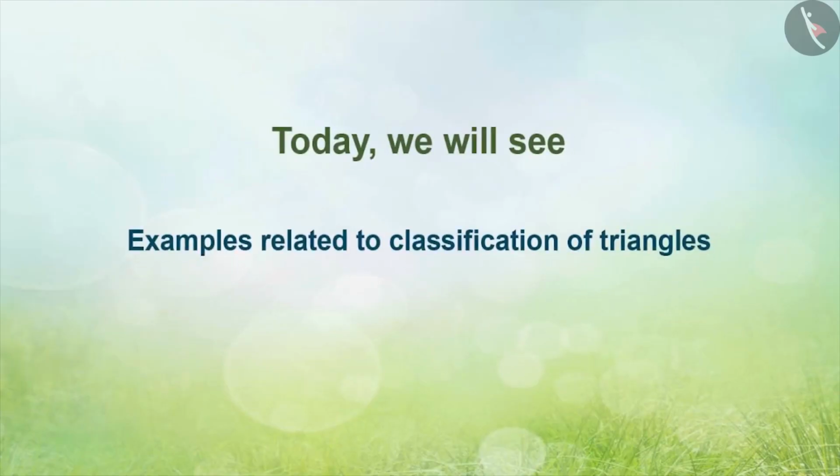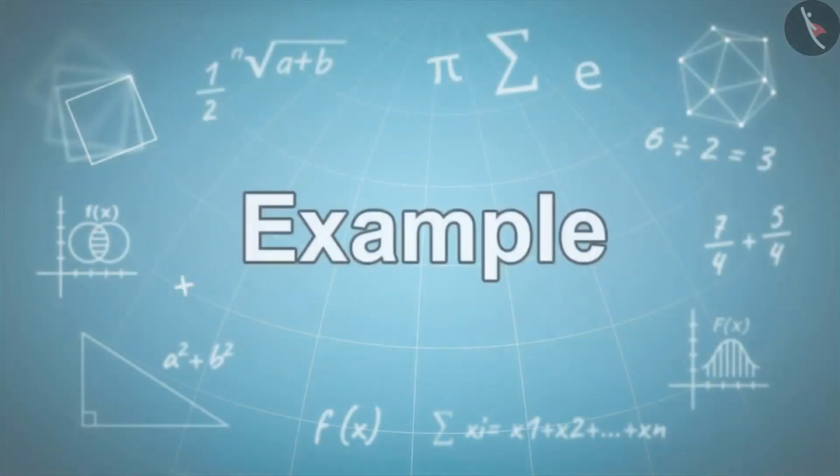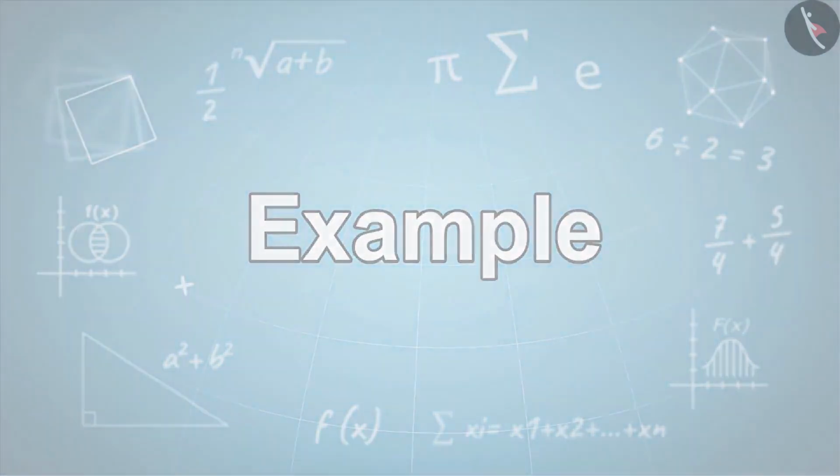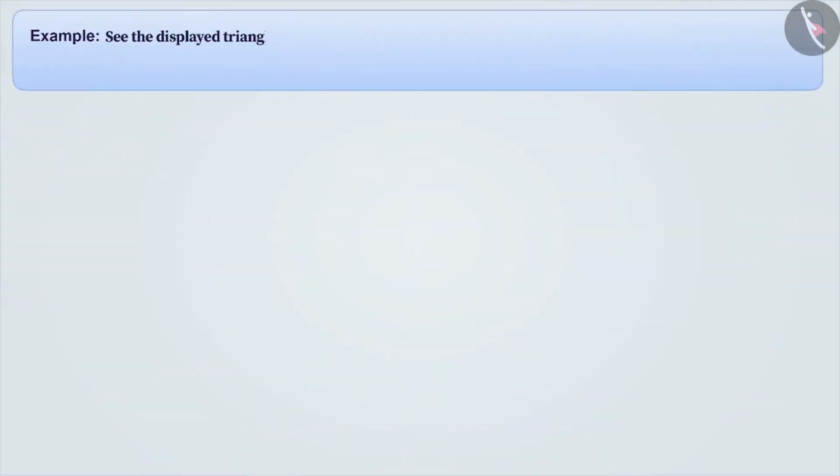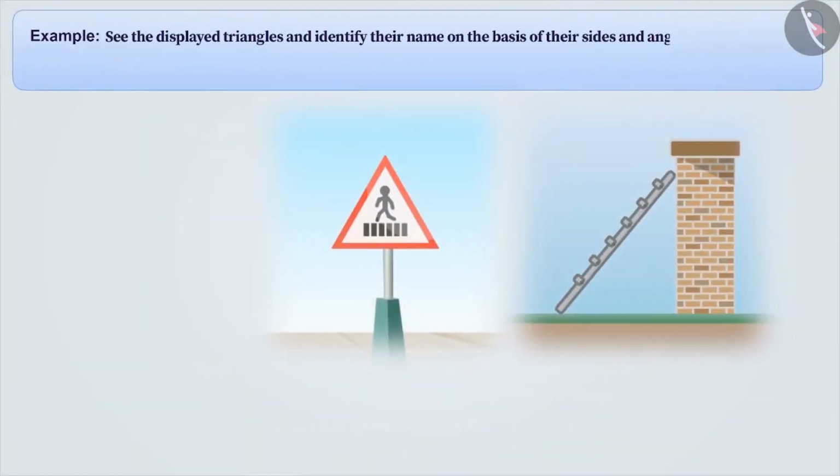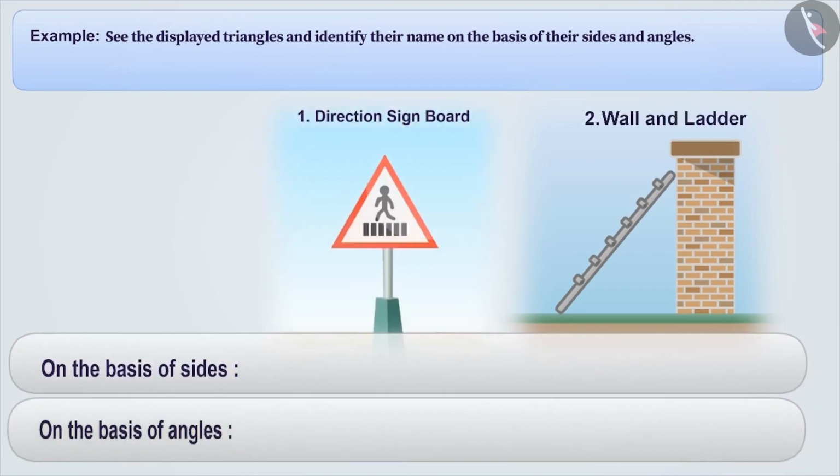Today we will see examples related to classification of triangles. See the displayed triangles and identify their names on the basis of their sides and angles. 1. Direction signboard. 2. Wall and ladder.